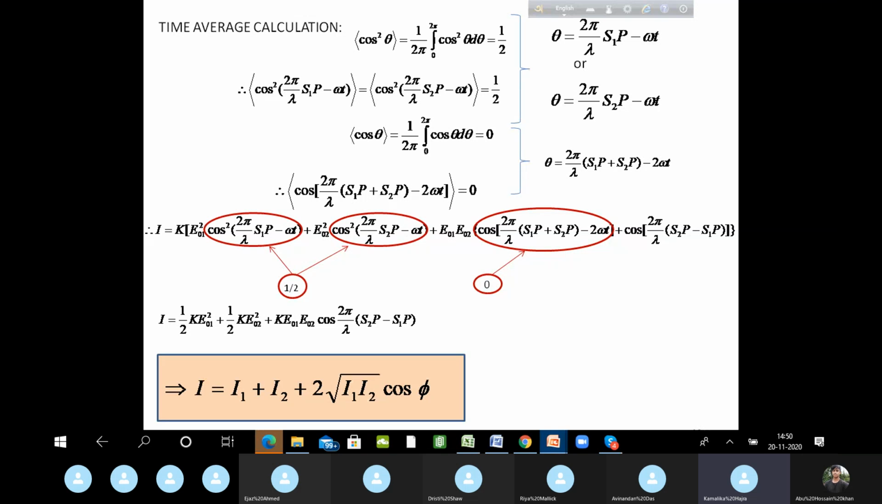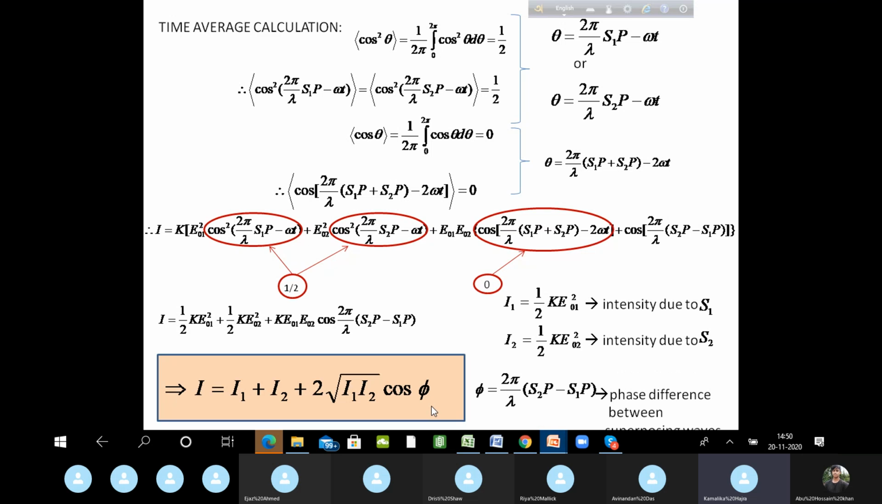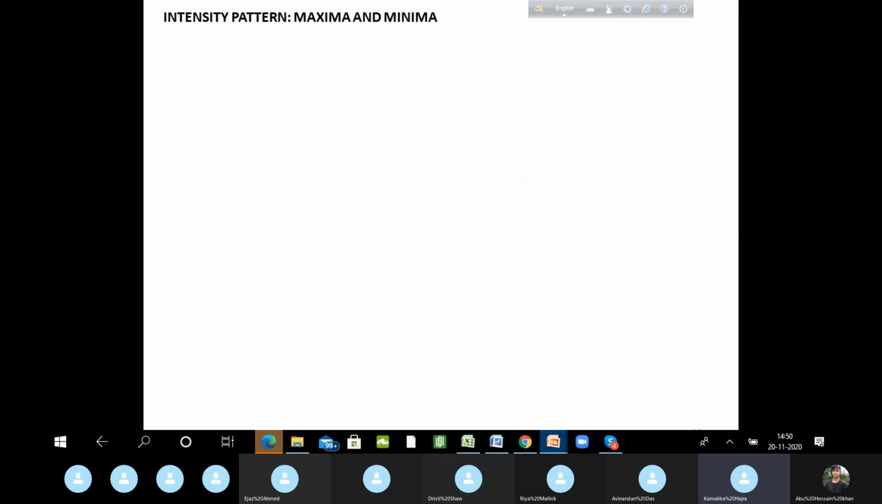This is a very simple derivation. This might come in the exam. I'm not saying it will come, but this is a derivation that might come for 4 marks or so. But more important is this expression. You need to remember this expression: I equal to I1 plus I2 plus 2 root over I1 I2 cos phi, where I1, I2 are intensities due to the two sources, and phi is the phase difference between the superposing waves. Alright, this is very important.